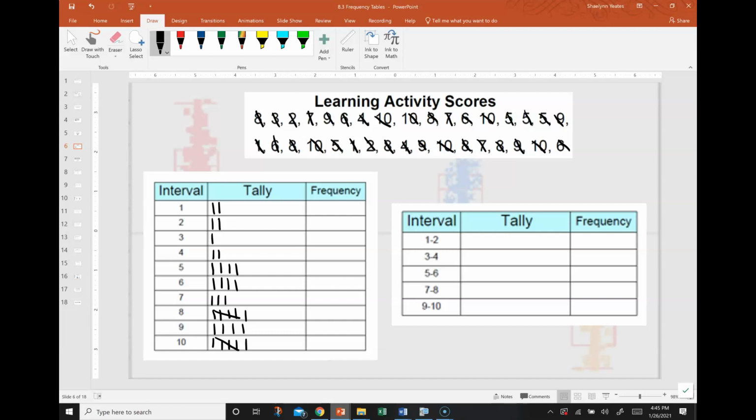So this is 2, 2, 1, 2, 4, 4, 3, 6, 4, 6. So what happens if we tally them in groups of 2? It might give us more information. From 1 to 2, there are 4 tallies. From 3 to 4, there are 3 tallies. From 5 to 6, there are 8. From 7 to 8, there are 9. And from 9 to 10, there are 10.